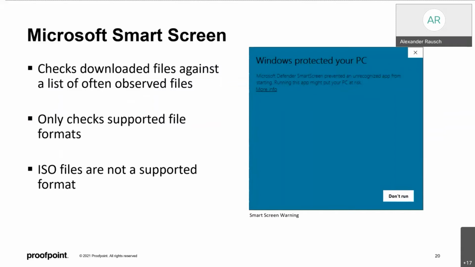SmartScreen only checks certain executable files. I'm not sure what the exact list of supported files is, but ISO files are apparently not on that list. Thus, you can deliver your malicious exe in an ISO container file that will completely bypass SmartScreen. I've prepared a short demonstration for that.